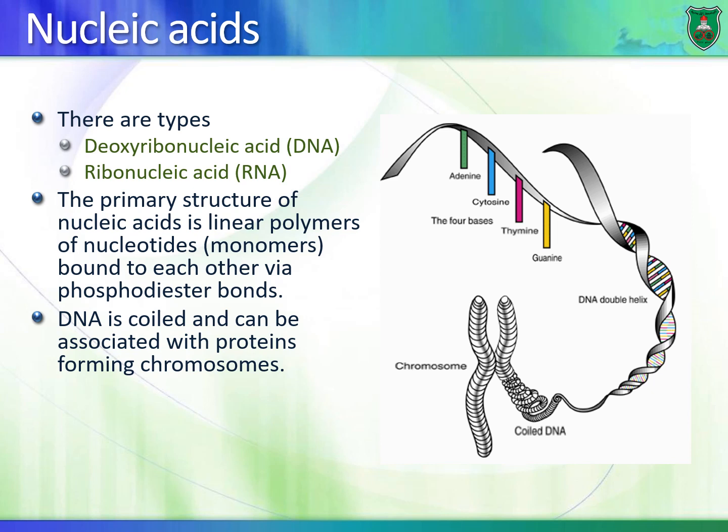Now, what are nucleic acids? There are two types of nucleic acids. One, you have DNA, which is the abbreviation for deoxyribonucleic acid. Okay? And you have RNA, and RNA stands for ribonucleic acid. So we'll go over the differences between DNA and RNA molecules.